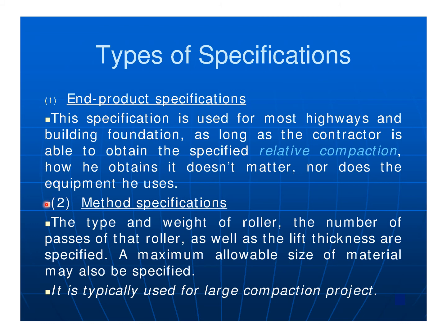Then comes the method specification, which is the detailed specification. The type and the weight of roller, the number of passes of that roller, as well as the lift thickness are specified. A maximum allowable size of material may also be specified. It is typically used for large compaction projects, not for ordinary projects.